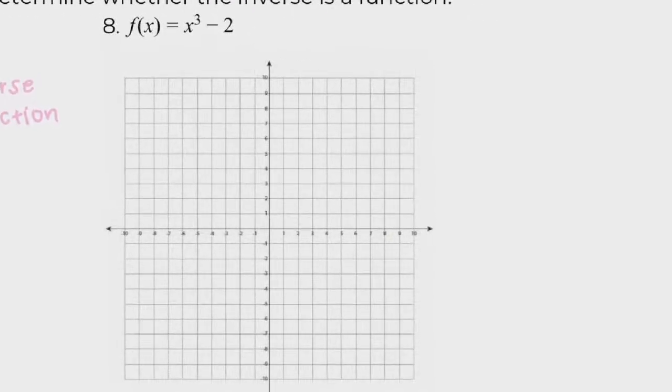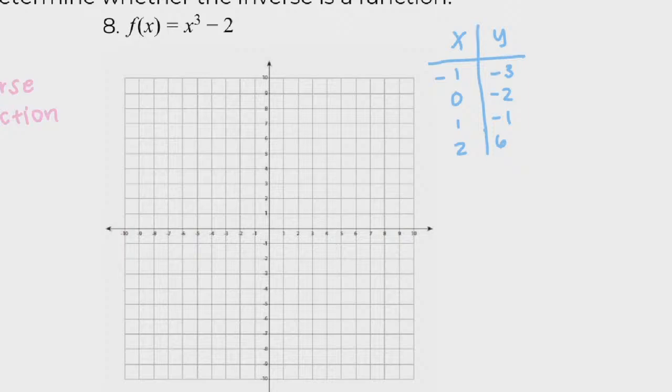Okay, number 6, we have f of x equals, sorry, not cube root, x cubed minus 2. So I'm just going to make a table on the side and plug in some points. Let's plug in negative 1, 0, 1, and 2. If I plug in negative 1, negative 1 cubed is negative 1, so we get negative 3. If I plug in 0, I get negative 2. If I plug in 1, 1 cubed is 1, minus 2 is negative 1. And then if I plug in 2, 2 cubed is 8, 8 minus 2 is 6.